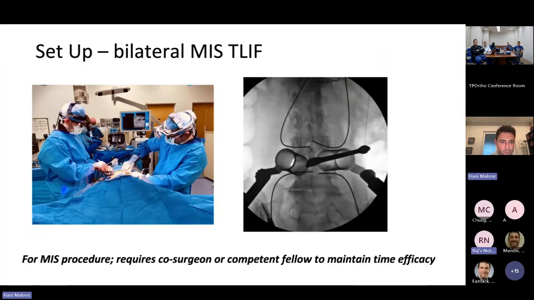And so this is Ryan Hole, who was an awesome fellow. He's in Minneapolis now. And we'd done a couple together. That's when TLIF was really my workhorse. So he'd had some experience, and he could do his side and I could do my side, and we could kind of work together. And you see here the 2 tubes down simultaneously.